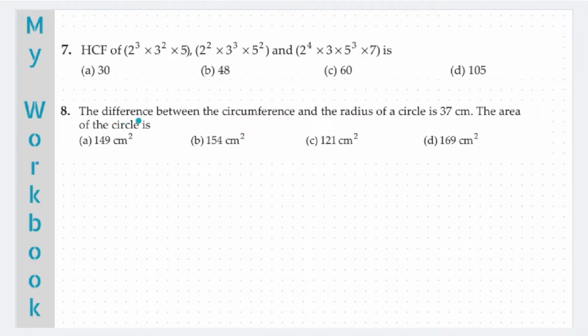Question number 8 states the difference between the circumference and the radius of a circle is 37 centimeter. The area of the circle is. So go ahead friends, solve both the sums and mark your answers.